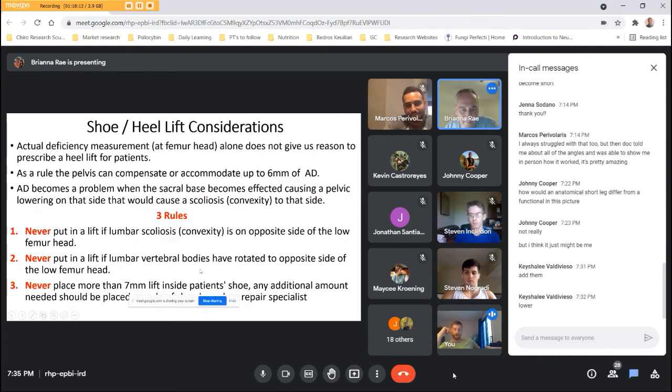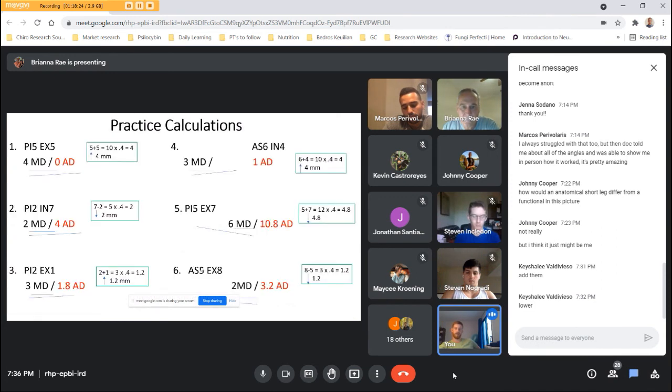Yep. Okay, and then just to give an example that we're all familiar with because we just did it. On the practice calculations, number 5, the femur head dropped on the right side. So to follow that second rule again, we would have to see the body rotated right on that side if we were going to consider a heel lift, right? Yeah. You would want to see the lumbar convexity of the scoliosis on that side, and you'd want to see body rotation on that right side. Right. Okay.